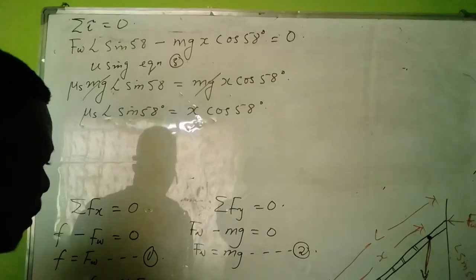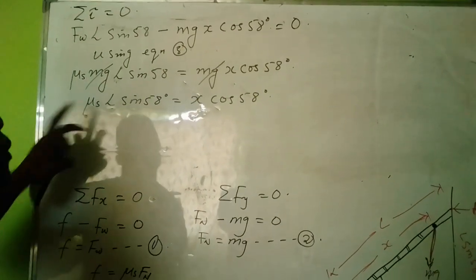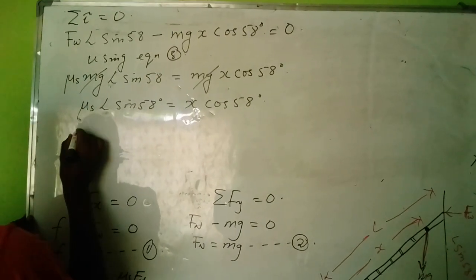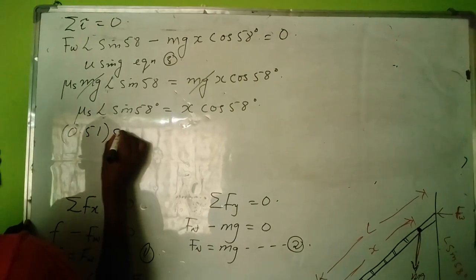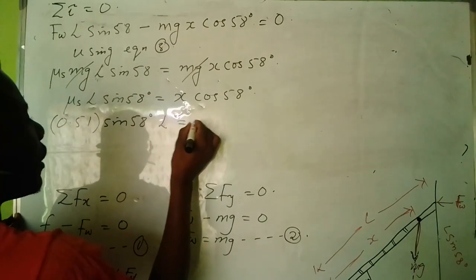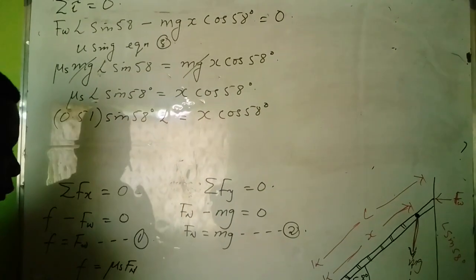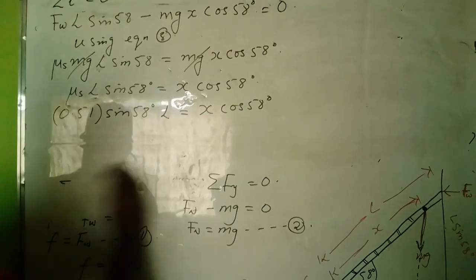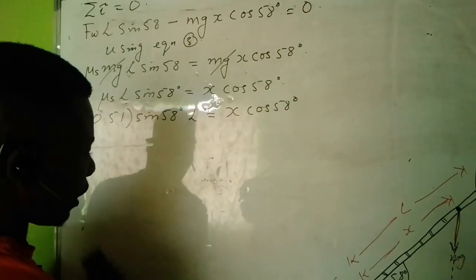Okay, so remember that we have this value, the coefficient, which is 0.51, times sine 58 degrees times L equal to x cos 58 degrees. Okay. So now, I punch that on the calculator.